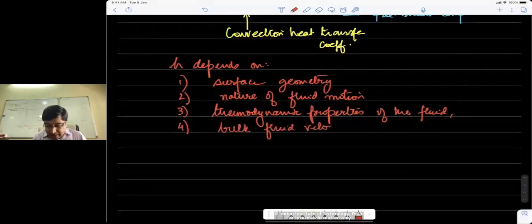So this basically implies that it depends on whether it is forced convection or free convection, because as we will see later, in free convection the bulk velocity is much lower as compared to forced convection. And so forced convection gives us much higher rates of heat transfer as compared to free convection.